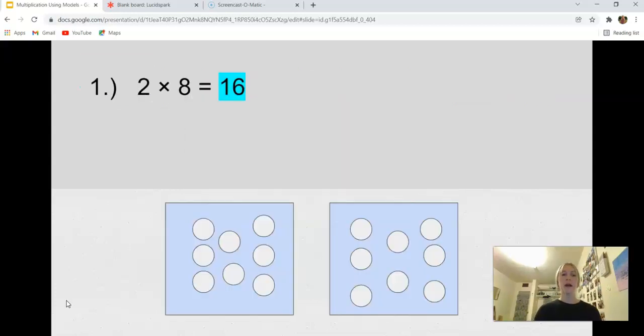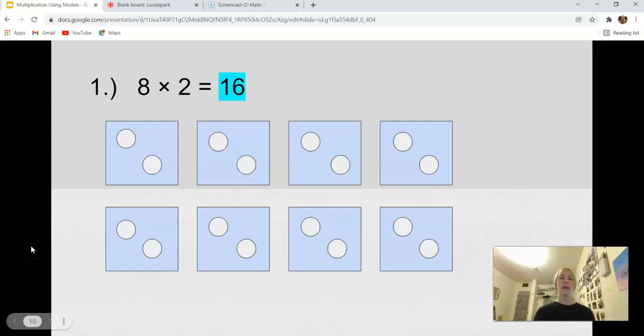The first question was 2 times 8 equals 16. So you could have made 2 groups of 8. So we have 8 in each group. And you can skip count. 8 plus 8 equals 16. Or you could have had 8 groups of 2. You could have done it like this and then skip counted using 2's and multiplying 2 by 8. So you could have said 2, 4, 6, 8, 10, 12, 14, 16. 2 times 8 equals 16.